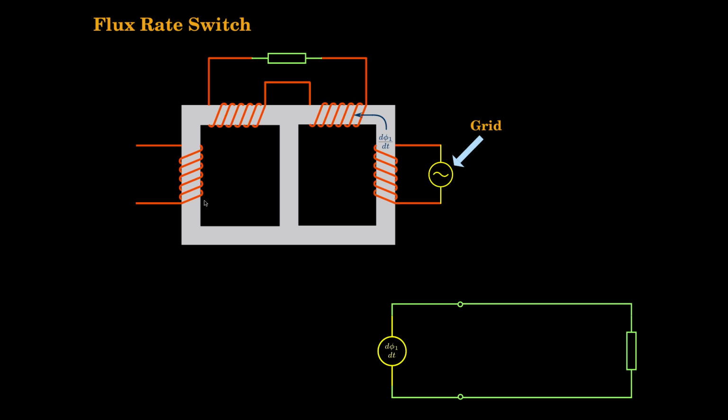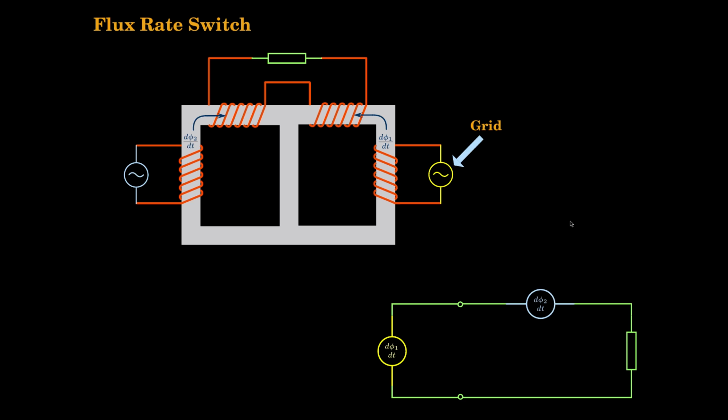Now I will introduce one more coil here on this arm. I will introduce another source here like this, which is going to provide d phi 2 by dt. So equivalently it will look like for this load it is having a voltage here proportional to d phi 2 by dt, another voltage proportional to d phi 1 by dt, and they both add up and then it is coming across this source. So that is what is happening here.